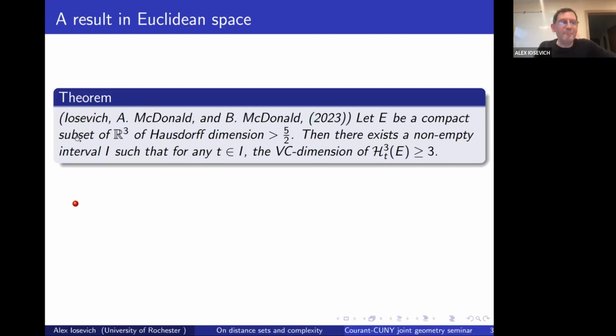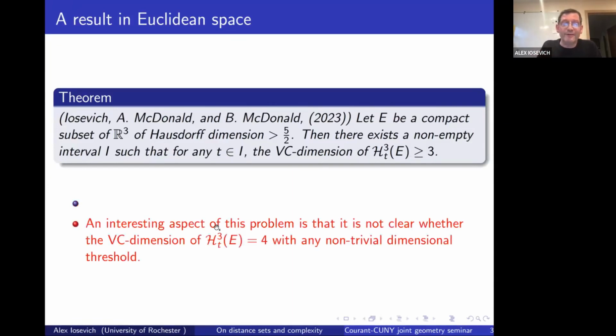If E is a compact subset of R^3 of Hausdorff dimension bigger than 5/2, and what I want you to notice is that 5/2 is less than 3, then there exists a non-empty interval I such that for any t in I, the VC dimension of H_t^3(E) is bigger than or equal to 3. From geometric configurations, it could be as big as 4, and our current methods certainly don't stretch this far. I personally suspect that there's a counterexample for 4, but this is very much work in progress. There are lots of nasty examples in this area of mathematics.